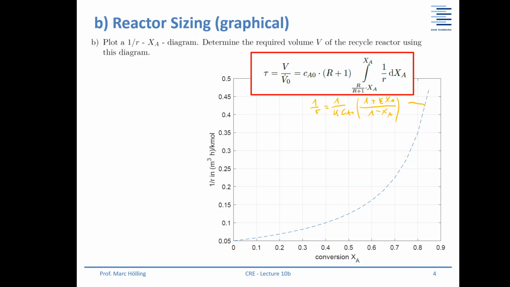And now we need to evaluate this integral here. For this, we have to integrate from our inlet concentration, this was about 0.667, and our outlet conversion is 80%. So this is this value here, and I highlighted it here. Okay, it's not fitting very well. Let's do it like this.